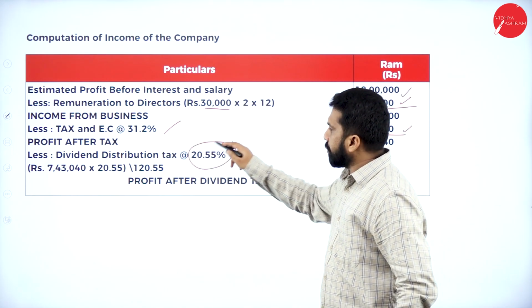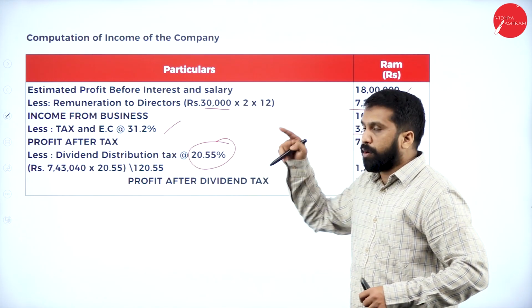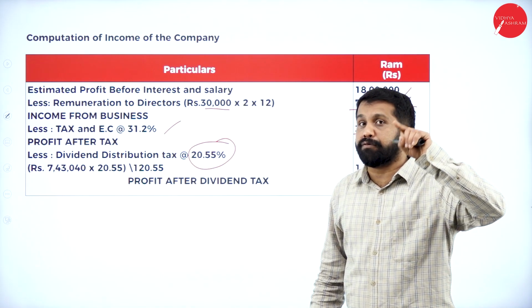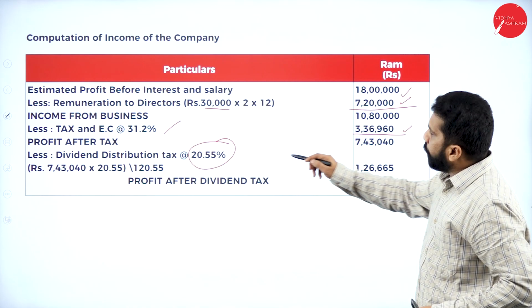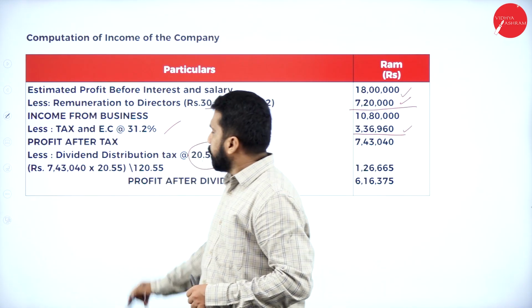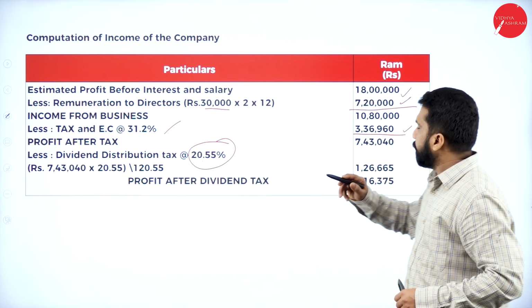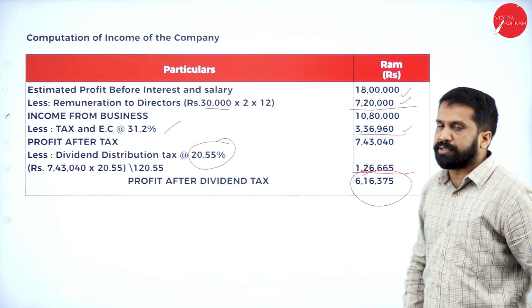Again, dividend distribution tax. Normally it is 20.358. In this problem, in the question paper, they have given 20.55. That's why we have taken 20.55. So, whenever you calculate dividend distribution tax, it is always included. That's why divide by 120.55. So, minus this, you will get 6,16,000 answer.